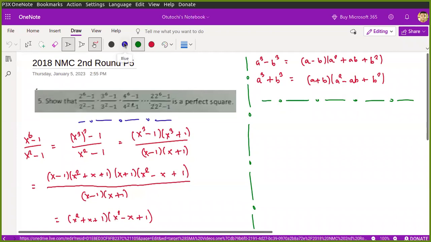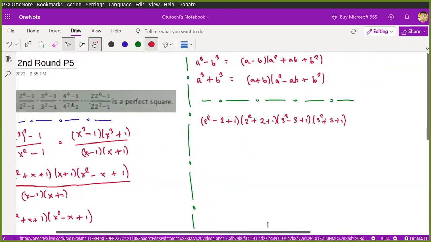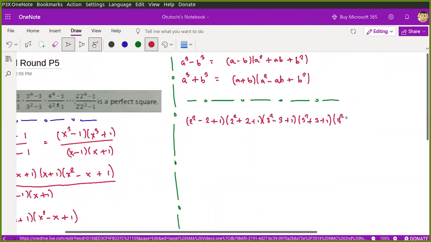So basically, we are looking at something like this: 2 squared minus 2 plus 1 times 2 squared plus 2 plus 1, times 3 squared minus 3 plus 1, then 3 squared plus 3 plus 1, then we'll keep on going all the way, 4 squared minus 4 plus 1 times 4 squared plus 4 plus 1, right?